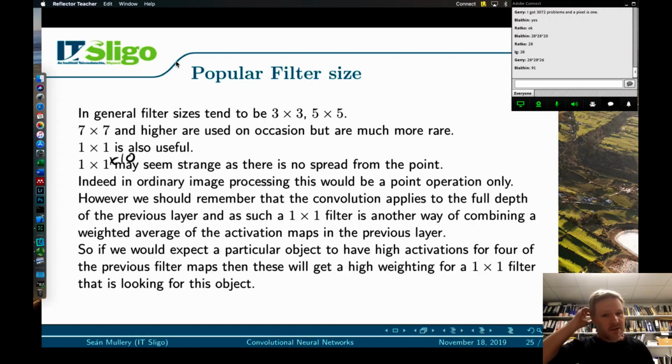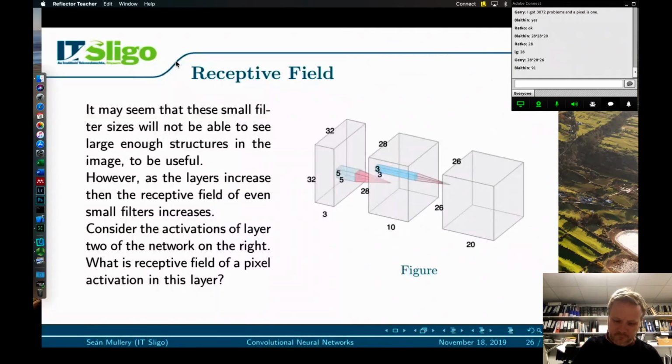Indeed, in ordinary image processing, this would be a point operation only. It wouldn't make sense. However, we should remember that convolution applies to the full depth of the previous layer, and as such, a 1 by 1 filter is another way of combining a weighted average of the activation maps in the previous layer. So if, for example, we expected out of our 10 filters that 4 have high activations in the previous filter maps, then we'll get a high weighting in our 1 by 1 filter for those 4 particular activations and low weightings for the other ones.